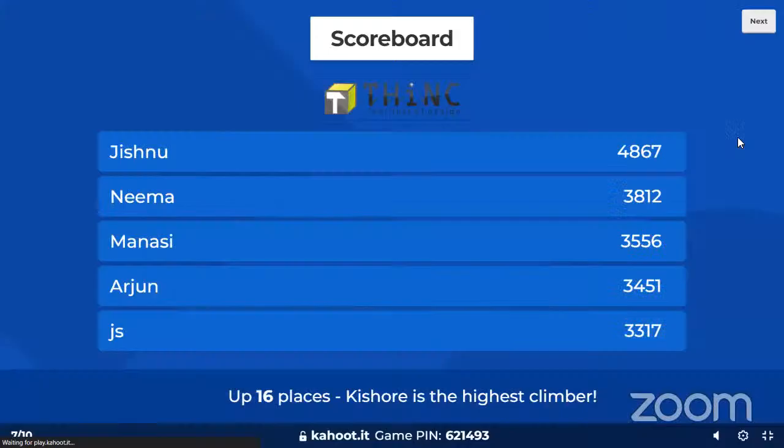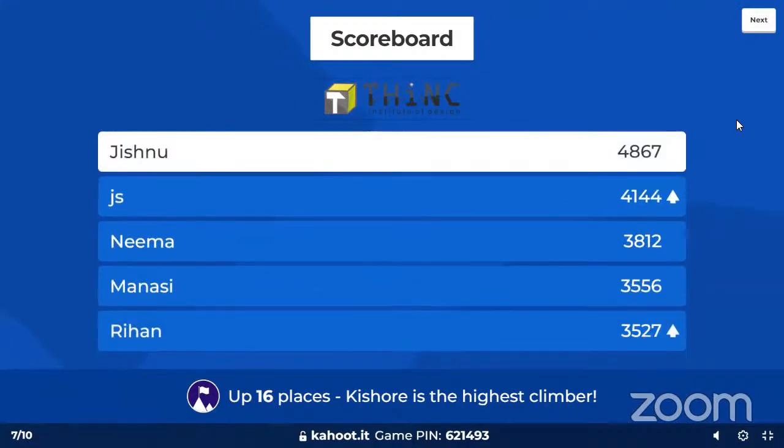Here it is, the scoreboard. Again, Jishnu still stands on the first position with 4,867 points. Jay has come to the second position with 4,144 points. Nima to the third with 3,812. Manasi on fourth with 3,556 points. Rihan on fifth with 3,527 points. There's a special mention for Kishore. Kishore is the highest climber here. So again, 7 questions are down.